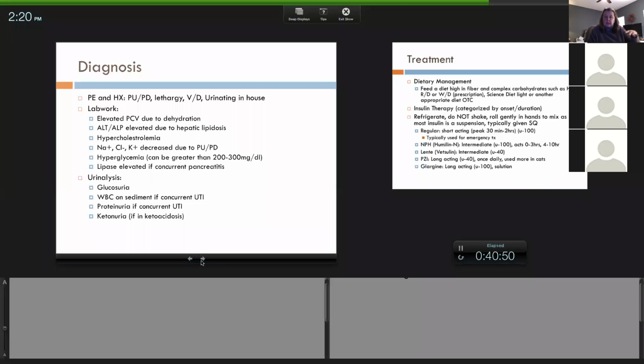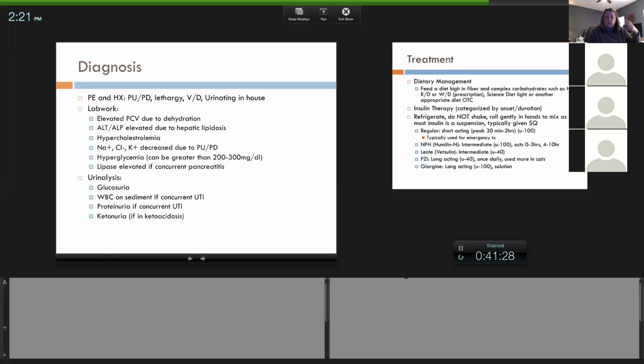Blood work is going to be key. First of all, the hyperglycemia is key when you do the glucose. Now, normal glucose is 80 to 120. So when you start getting upwards of like 200, 300, obviously that's super, super high. Remember, any animal that is dehydrated can have an elevated PCV. It's called hemoconcentration.